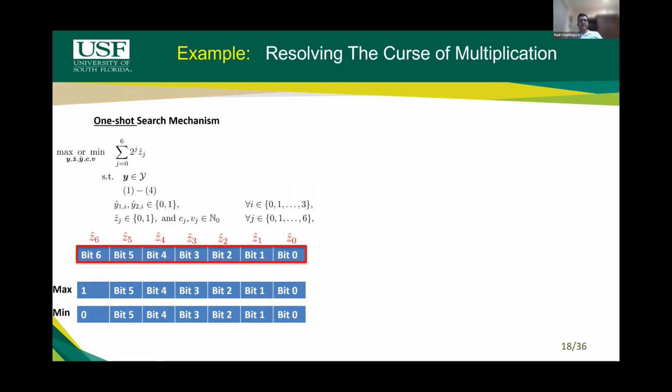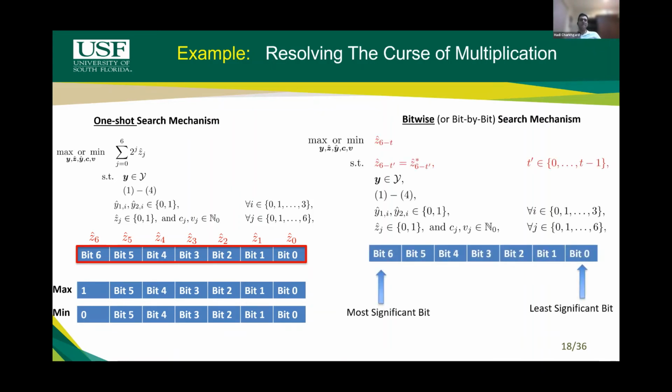So that gives us an indication that we don't need to solve the problem using the one-shot approach. We can solve the problem bit by bit. That means that in each iteration, I only try to find the value of 1 bit. So I start from the most significant bit. I try to optimize that bit, to find out whether the value of this is 0 or 1. I fix it, go to the next bit, fix it, go to the next bit, and so on and so forth.